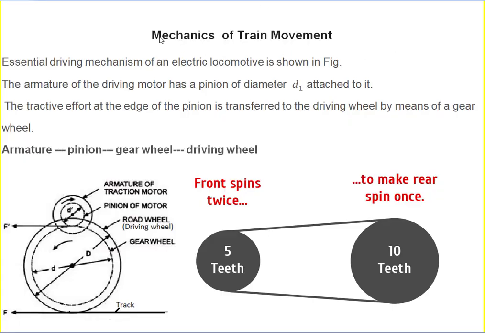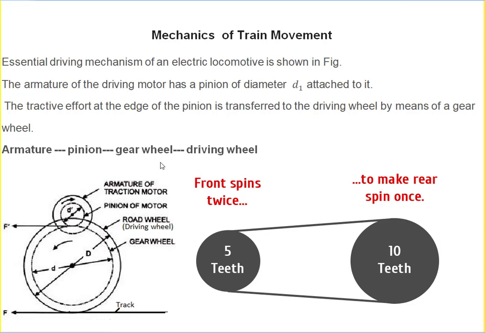Hello friends, today I will discuss the mechanics of train movement. So here in a train, we find totally four parts. One is the electric motor armature. From the armature, the power is transferred to the pinion, which is connected to the shaft of the armature. From the pinion, the power is transferred to the gear wheel, and from the gear wheel, the power is transferred to the driving wheel.